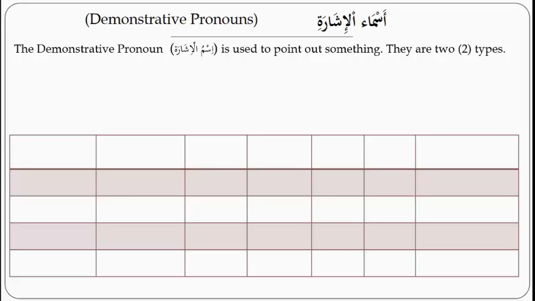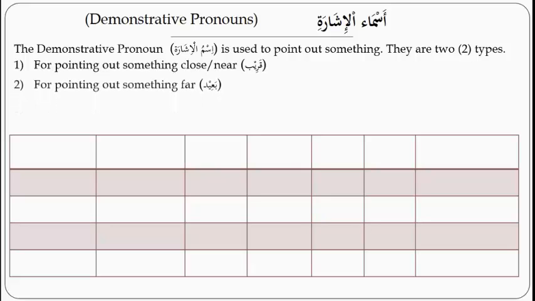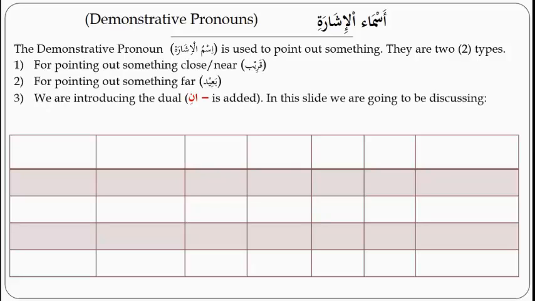There are 2 types. The first type is pointing out something that is close or near, which is qareeb. Qareeb is the word that is used to describe that or translate it. The second category is for pointing out something that is far, ba'id. Ba'id means far. We are also introducing the dual in this lesson, inshallah. The dual is the muthanna. Remember, we had mufrad, singular, and in Arabic we have dual. In English, you don't have any dual. And for the dual, alif and noon with kasra is added to the word.